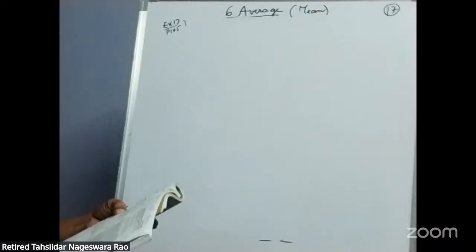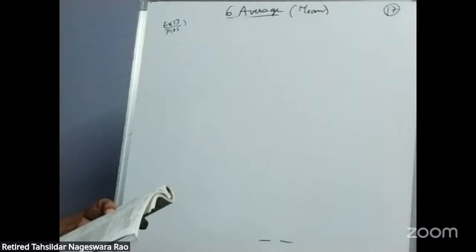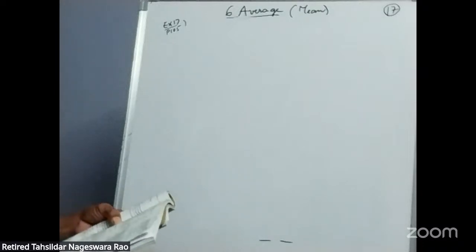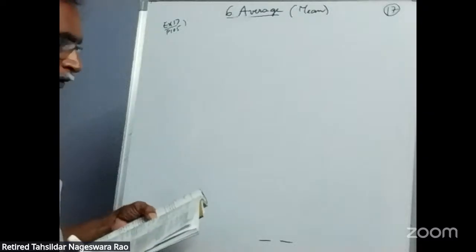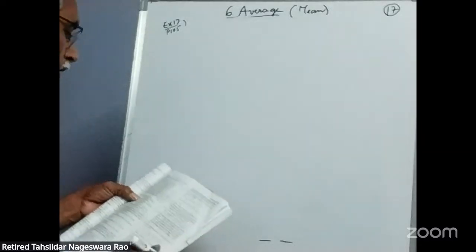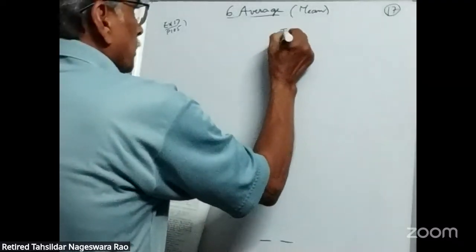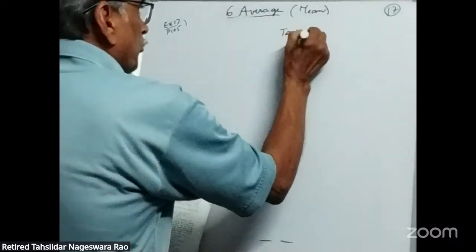It's common: sum is average into number of values. Sum of values is equal to average into number of values. Always we have to apply this. Here 50 students number is given, average also given. So total weight of the students can be found. It's necessary, of course. Total weight of 50 students.